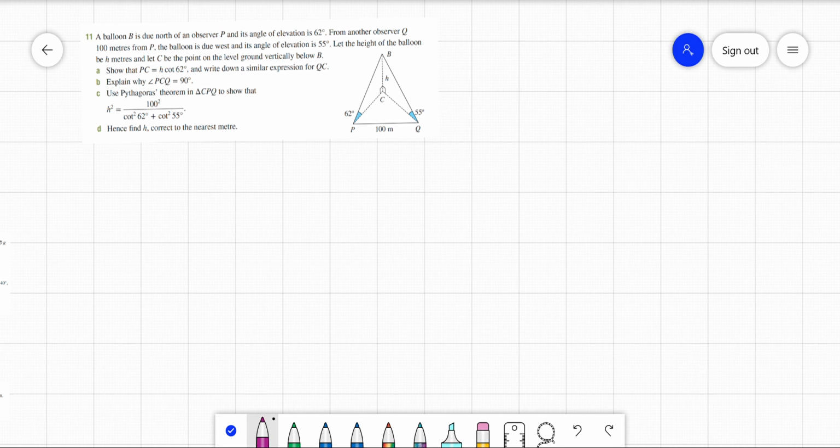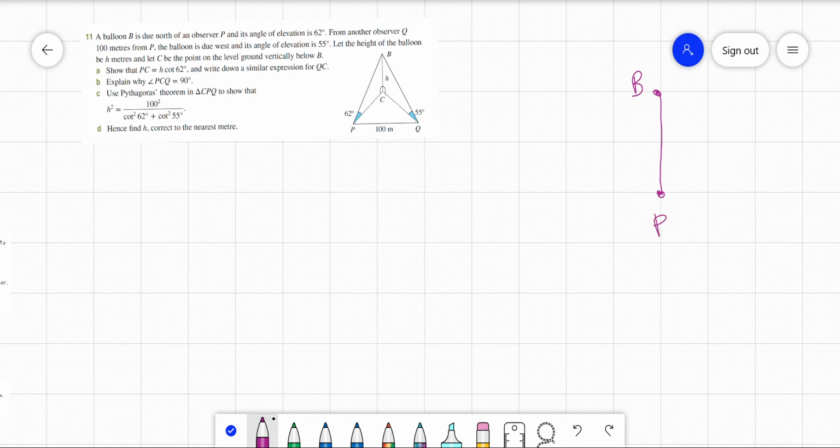All right, so here we've got the picture of the balloon, which is due north of an observer. So let's just think of it from looking above, like we're in a drone and we're looking down. So here's an observer, and it says a balloon is due north of an observer P. All right, so let's say the balloon's up here, due north. There's the balloon. Here's the observer at P.